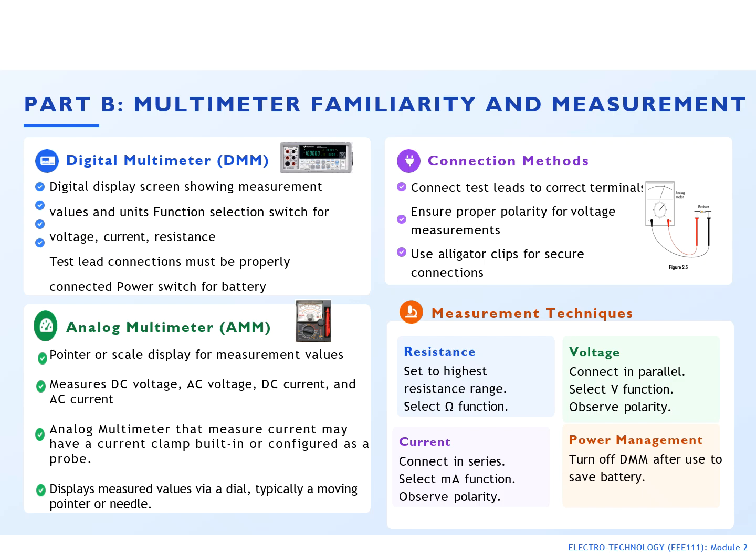So measurement is simple. For resistance, use the ohm function and connect across the resistor. For voltage, connect in parallel and select the voltage function. While for current, connect in series with the circuit, and finally switch off the meter after use to save the batteries. So with these steps, you can confidently use both digital and analog multimeters.